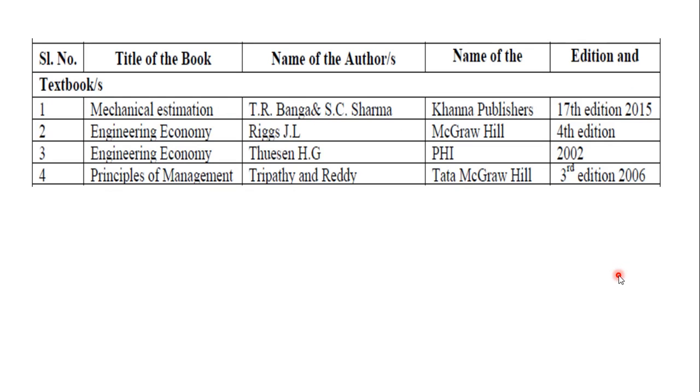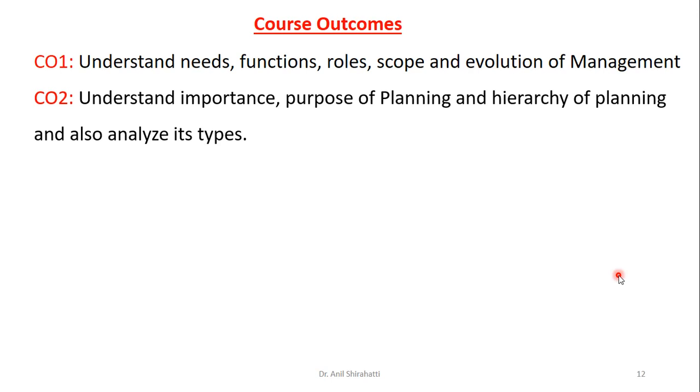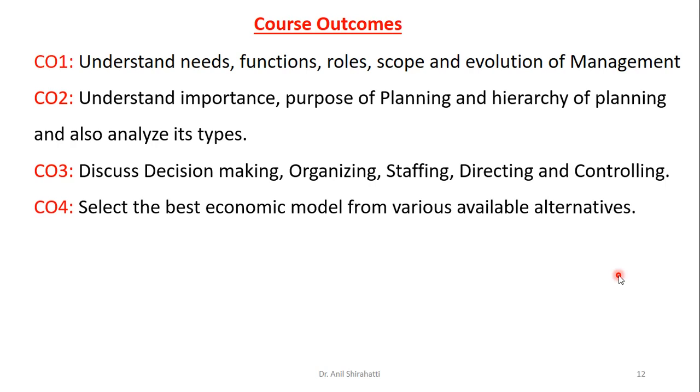These are a few books which we will be referring to for this subject. At the end of the course we expect you to understand the needs, function, roles, scope and evolution of management, understand the importance, purpose of planning, hierarchy of planning, and also analyze its types. Discuss decision making, organizing, staffing, directing, and controlling. These first three course outcomes you will be learning in the first two modules, that is the management part.